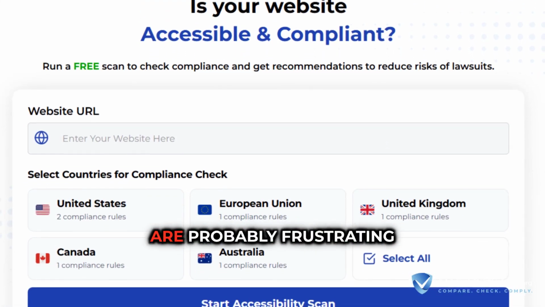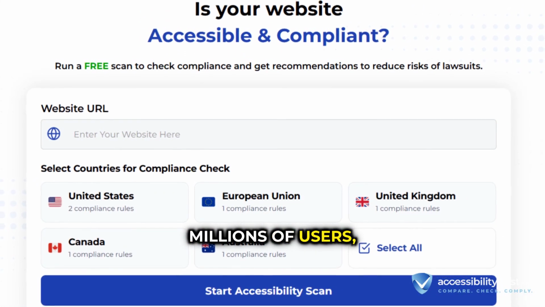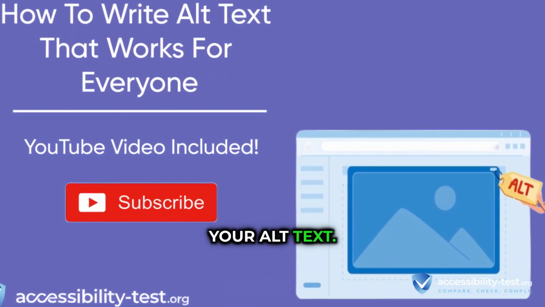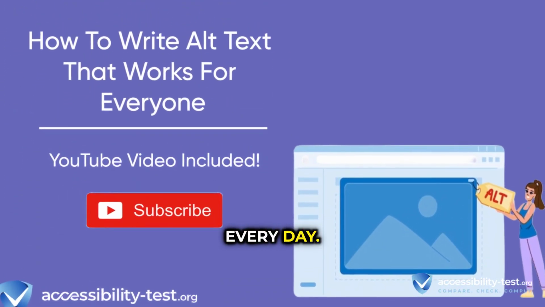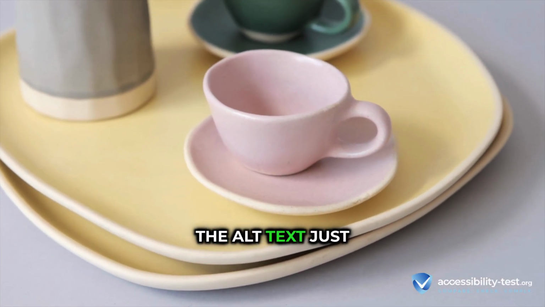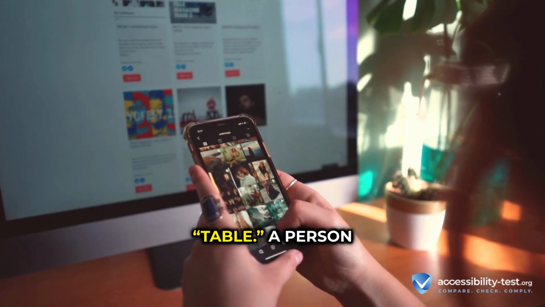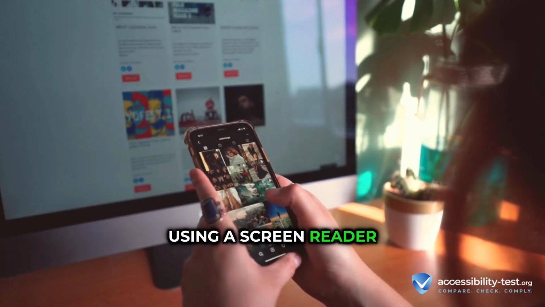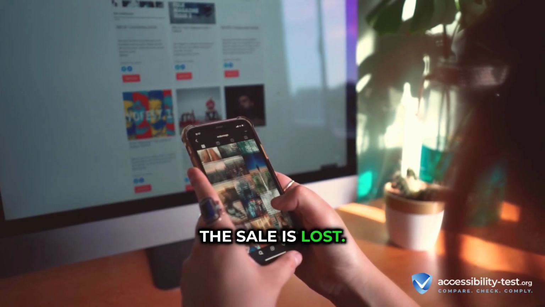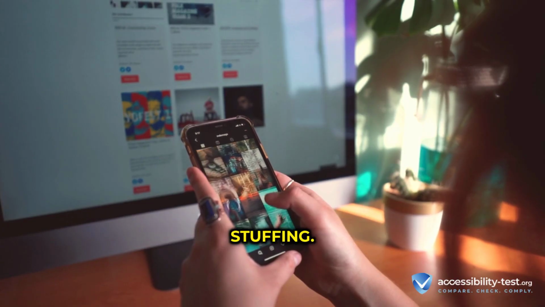Your website's images are probably frustrating millions of users, and you don't even know it. I'm talking about your alt text. I see the same mistakes every day. For a beautiful, handcrafted oak dining table, the alt text just says, "table." A person using a screen reader has no idea if it's rustic or modern. The sale is lost.